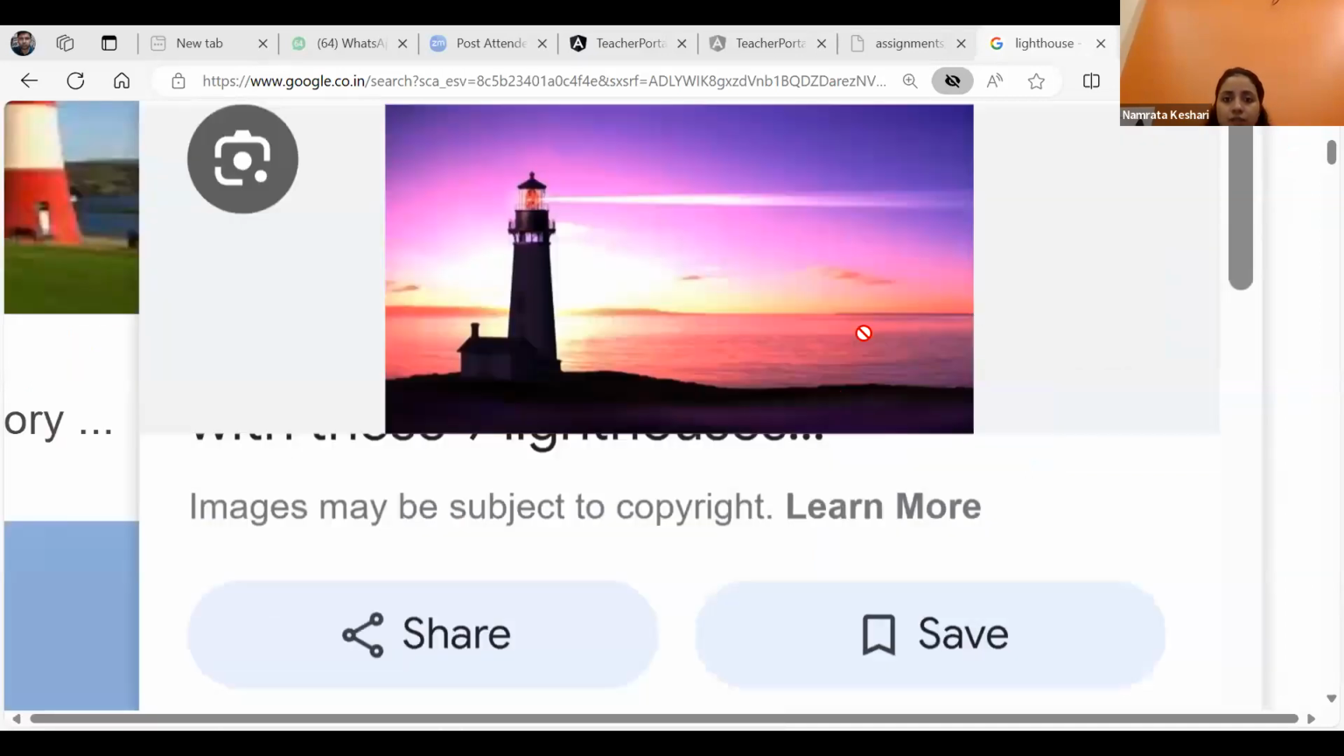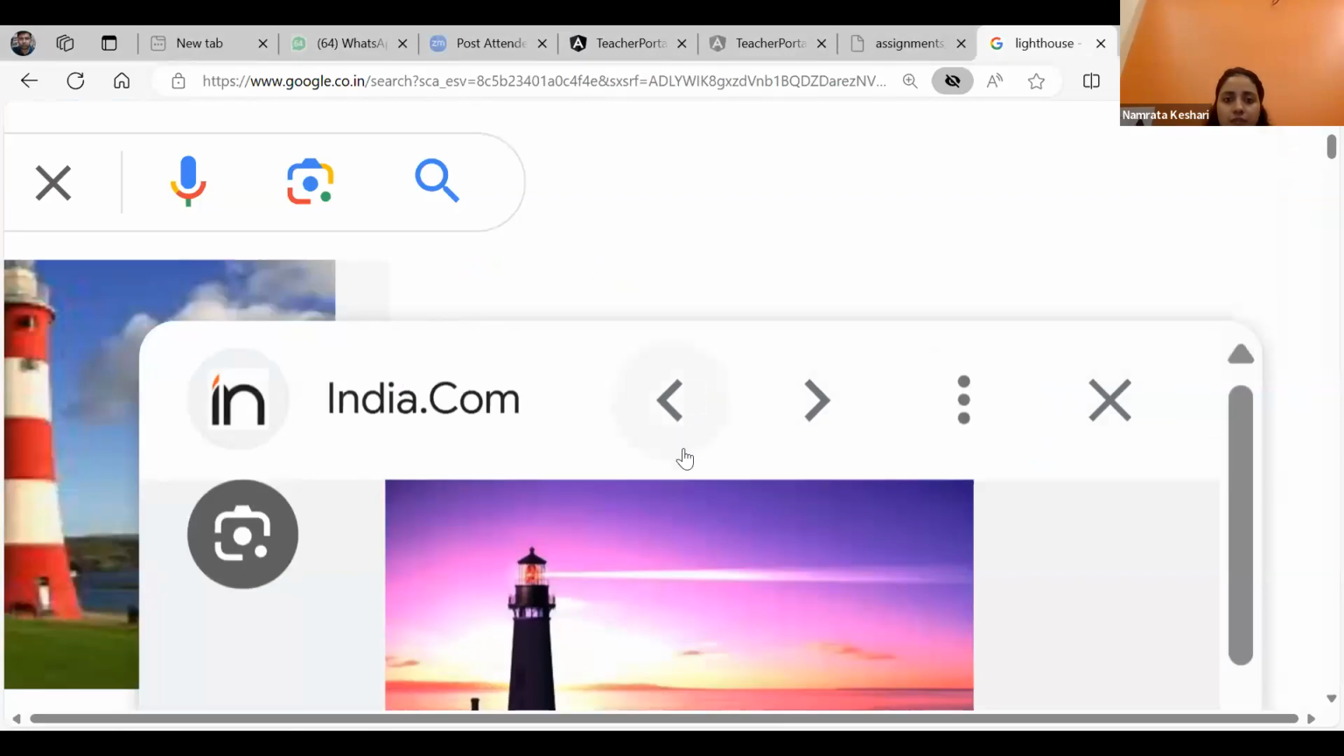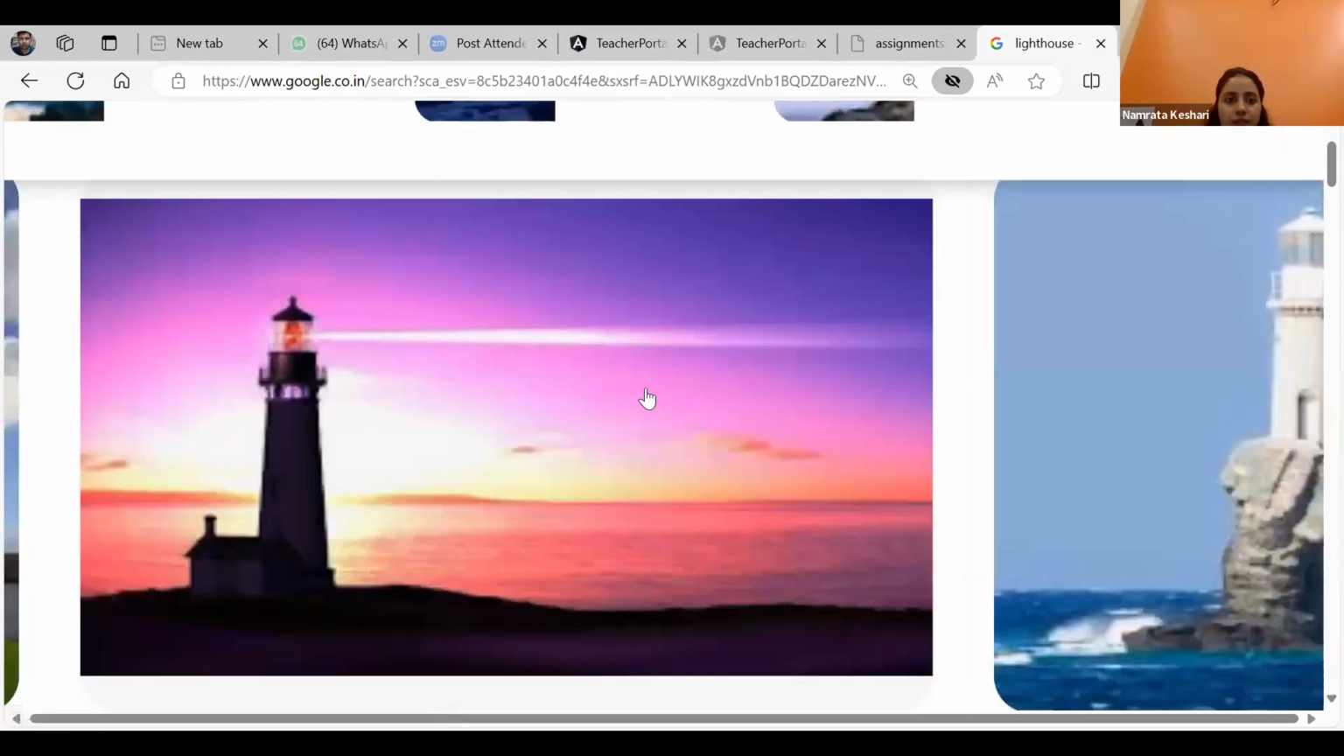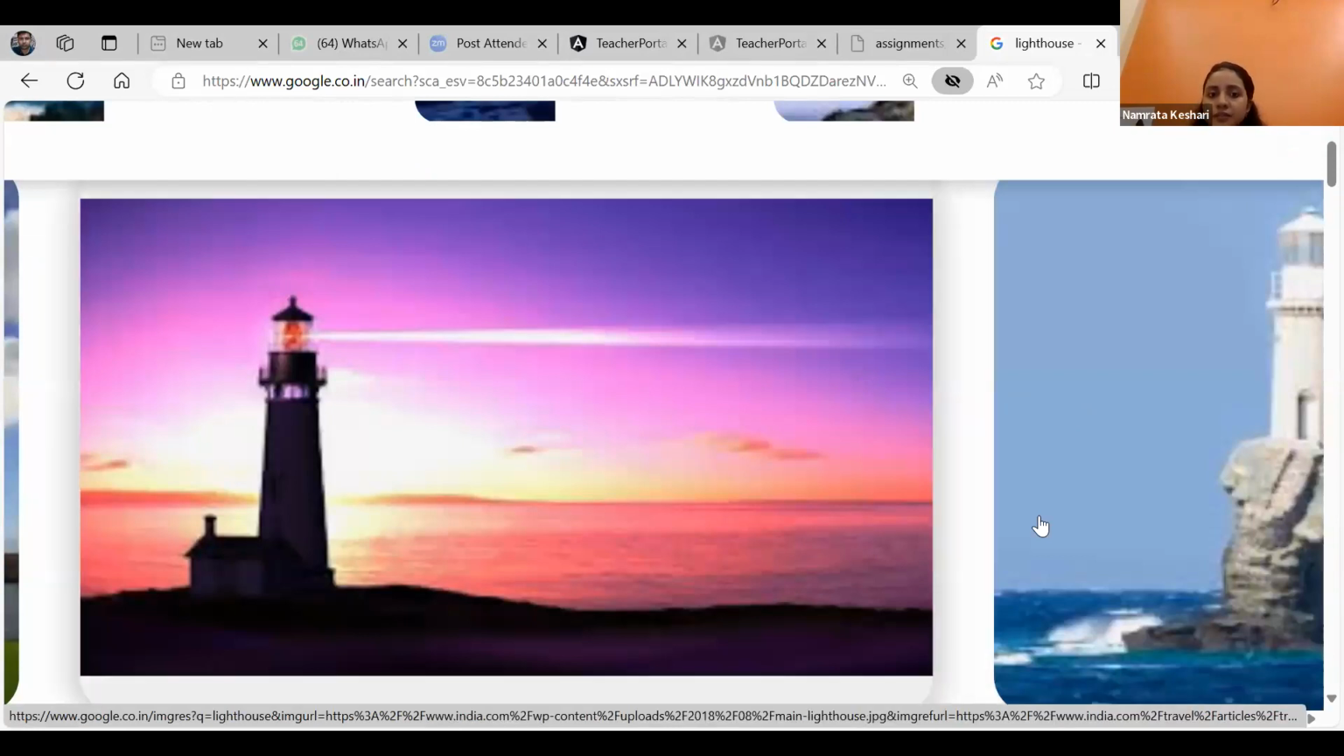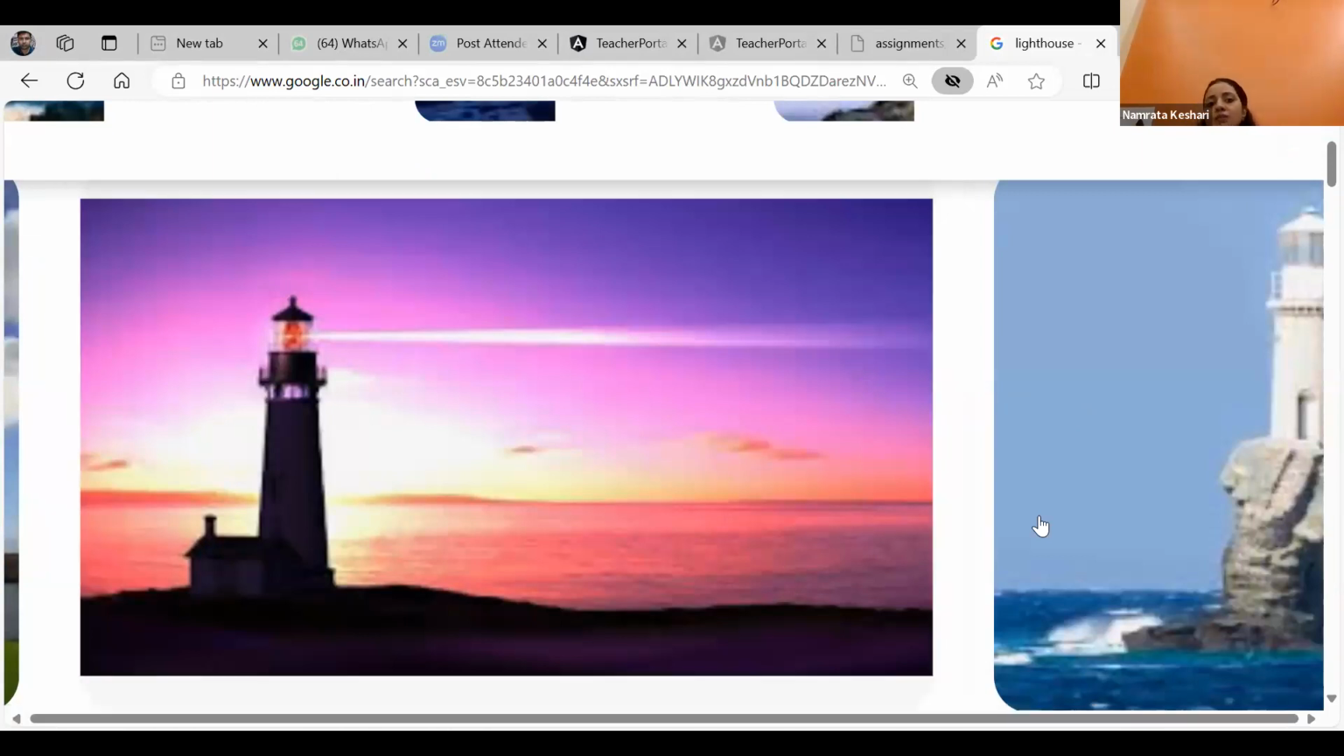Can you see? Wait, wait. Just a second. Can you see it? The lighthouse. Yes. Can you see my screen? Yes, ma'am. Okay, this is how a big tower looks, where on the top they keep throwing light here and there in the sea. If anyone needs help, then here we are.